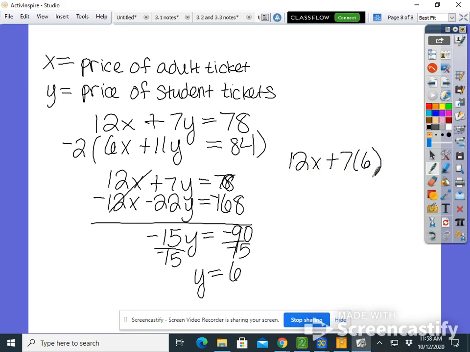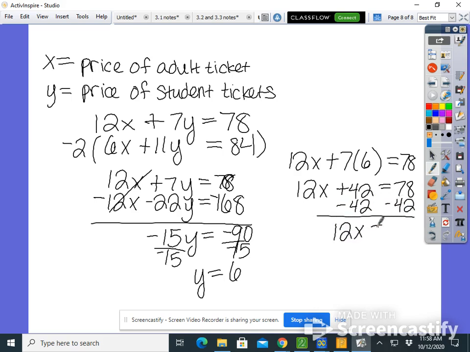Okay, so now we need to find the cost of an adult ticket. So I plug Y back in. I'm going to use the first equation. What's 7 times 6? 42. Yeah, the price. So 36, right? What's X equal? 3.